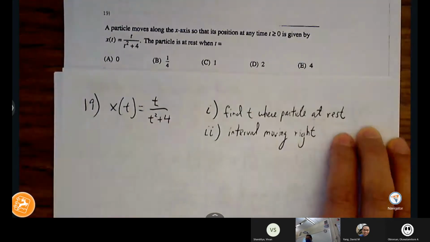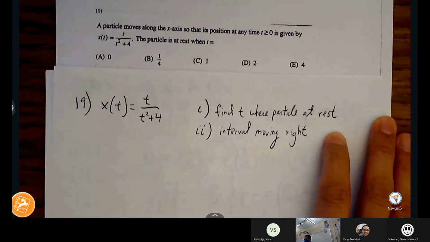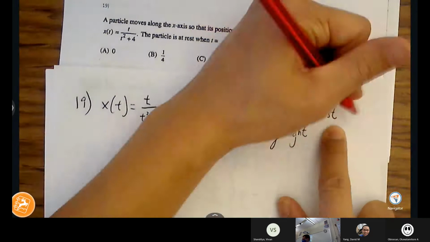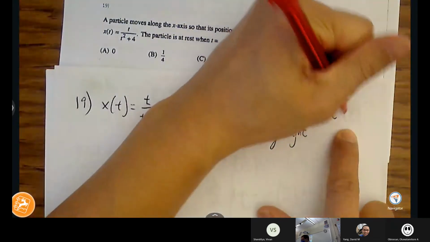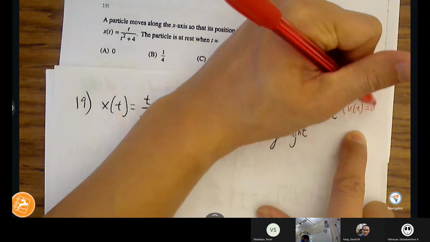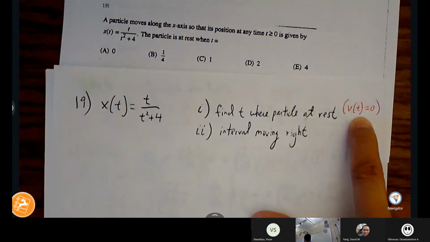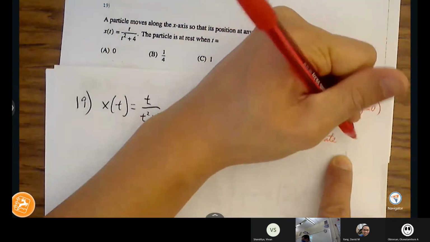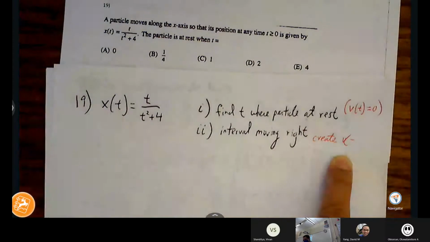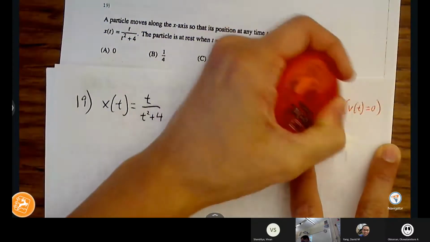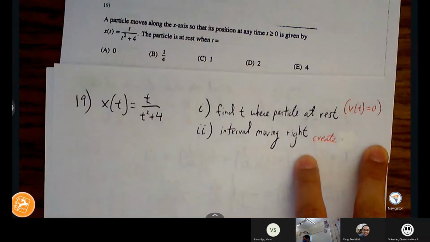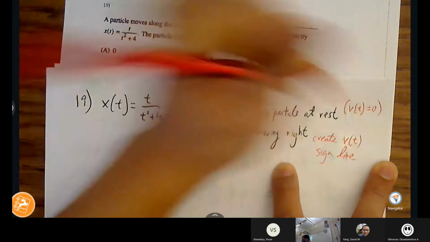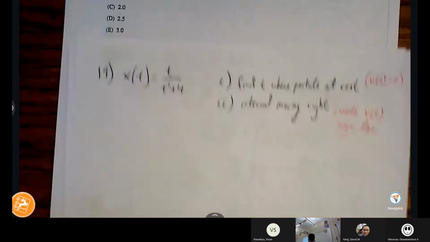So let me just talk about our strategy for going about these problems. So finding when the particle is at rest, we're starting with position, right? So we really just have to set the velocity equal to 0. And whatever the result of that is, that's where my particle is at rest. And for the interval moving right, we're just going to create a velocity sign line and pick off information from that. Okay, so there's our strategy. We're going to work off of that.